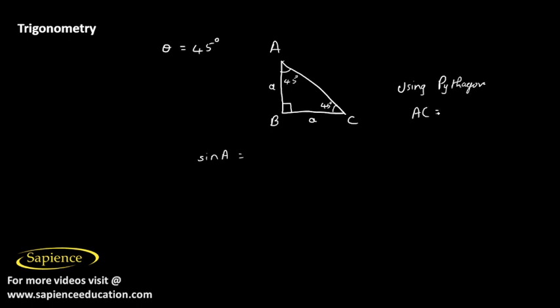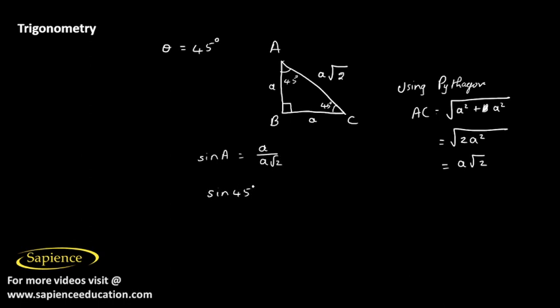So AC will be equal to the square root of AB square, which is A square, plus BC square, which is also A square. So AC will be the square root of 2A square, which is equal to A root 2. So the third side will be A root 2. Now we can find the value of sine A. Sine A will be opposite by hypotenuse, so A by A root 2. So sine 45 degrees will be 1 by root 2.